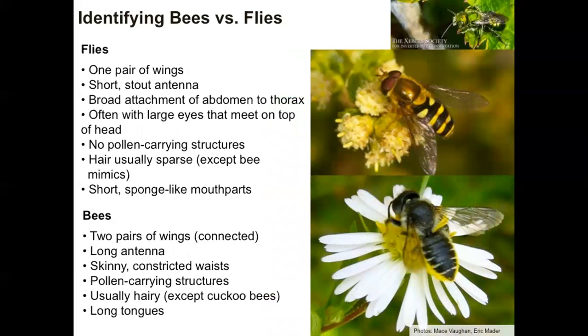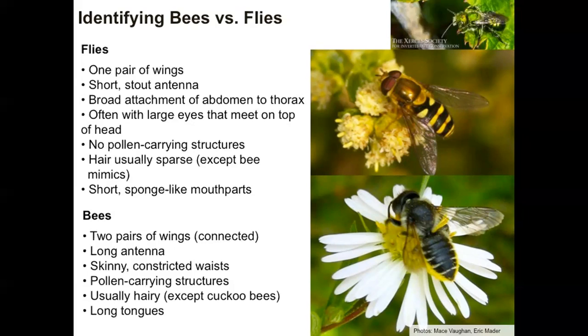Now, if we're talking about the difference between bees versus flies, it's a little bit different. We want to realize that flies only have 1 pair of wings, not 2 pair. And again, unless you've got a specimen, it's going to be hard to determine if there's 1 or 2. But flies have really short, stout antennae, and that's probably the easiest way to determine if it's a bee or a fly. If you look up there at that picture, there's a tiny little antenna sticking out. Flies are also more robust between the thorax and the abdomen compared to the pinched waist of a bee.